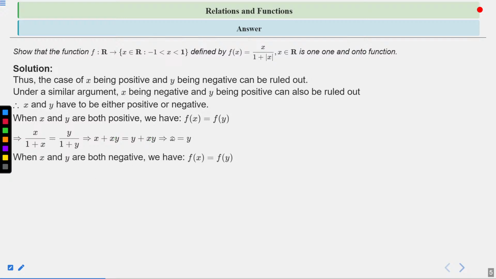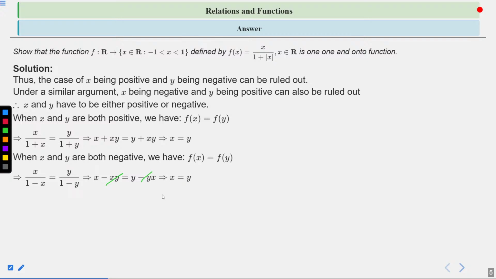So now let us take another case when x and y both are negative, right? So we have checked that when x and y both are positive, we got that the function is coming out to be 1-1. Now for the condition when x and y both are negative, if f(x) is equal to f(y), then we can write x upon 1 minus x equals y upon 1 minus y. When we cross multiply and solve this, we get x minus xy equals y minus xy. So xy and yx will be cancelled out, and we are getting x is equal to y. Got it?